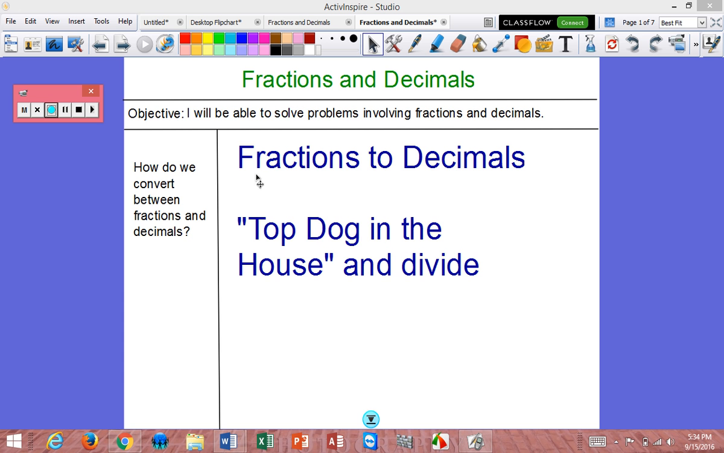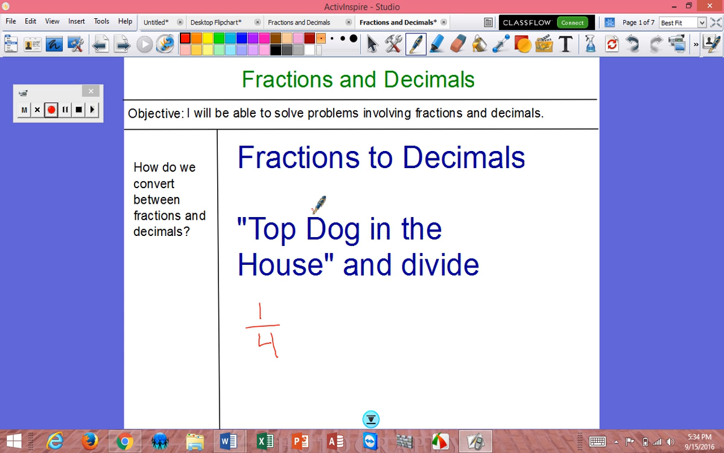Let's review how to change a fraction to a decimal. So if you have a fraction, like let's say we have 1/4, you're going to put the numerator in the house and you're going to divide. So you're doing numerator divided by denominator, and we always say top dog in the house.